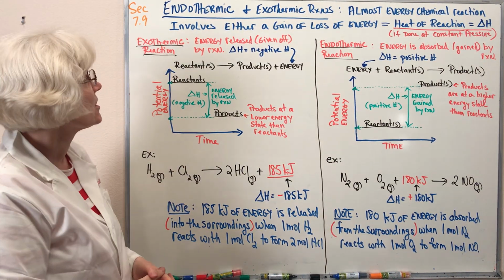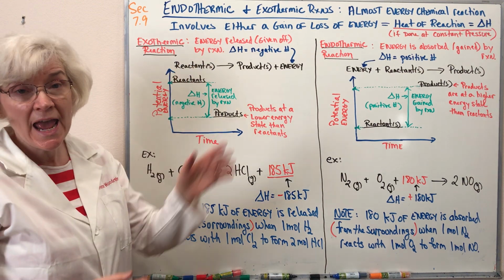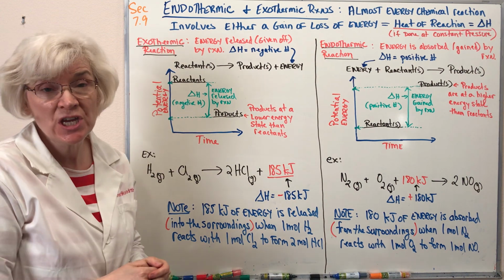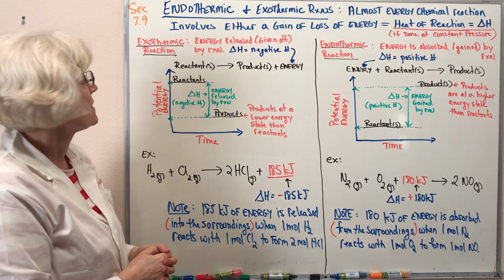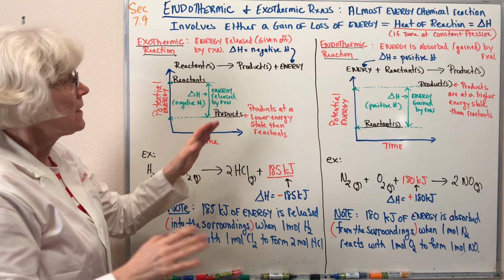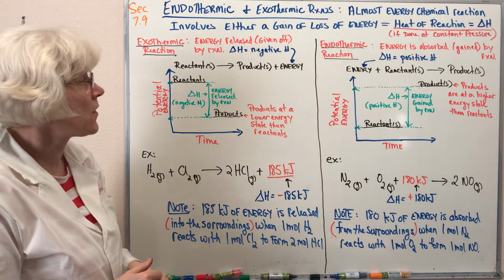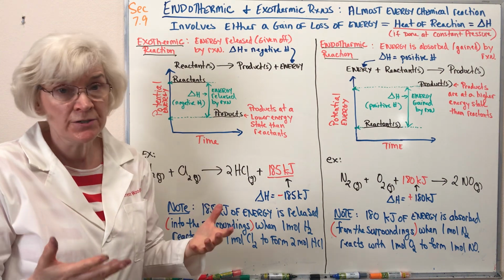We are now going to take a look at endothermic and exothermic reactions. In Chem 2A, this information is found in Chapter 7, Section 7.9. Notice as an introduction that almost every chemical reaction involves either the gain or loss of energy.